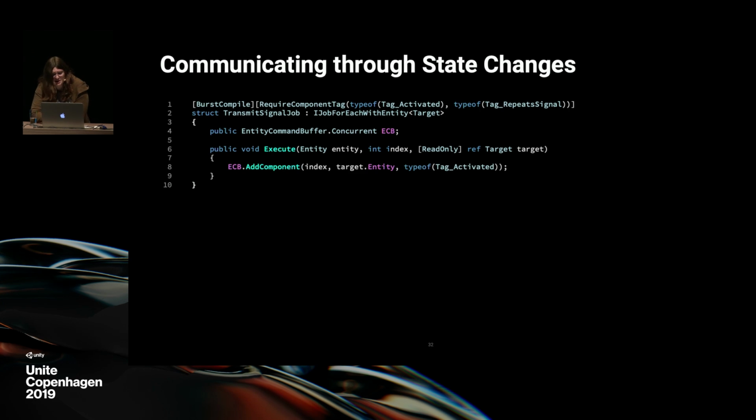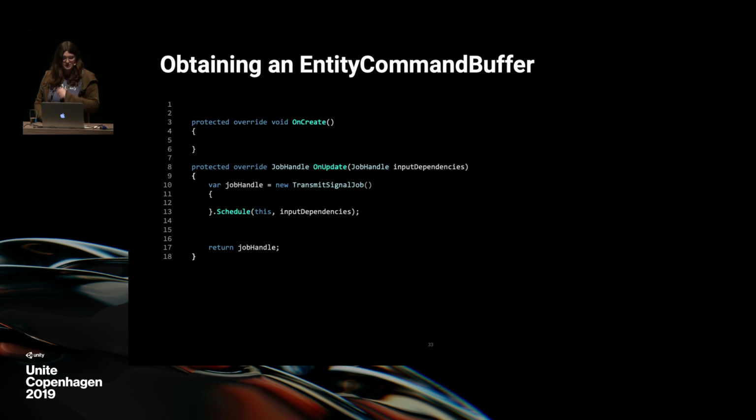This is the method to add a command to the ECB. Here, we're saying add this component, type of tag activated, to the entity that we're targeting. And we also have to pass in an index because this is a concurrent entity command buffer. The index is how we guarantee thread safety. We can later on compile these commands in a way that makes sense as opposed to having to add them all together. So, of course, we need to obtain an entity command buffer. And we're going to talk about how, because the technique is pretty important.